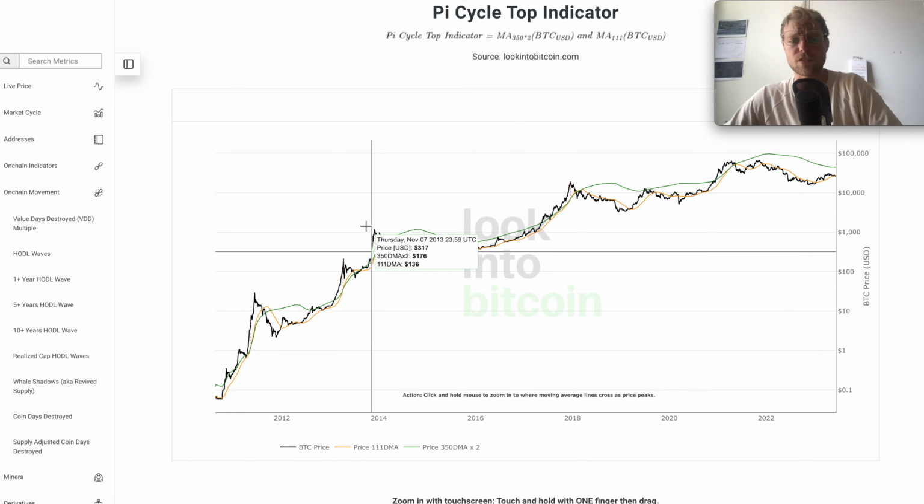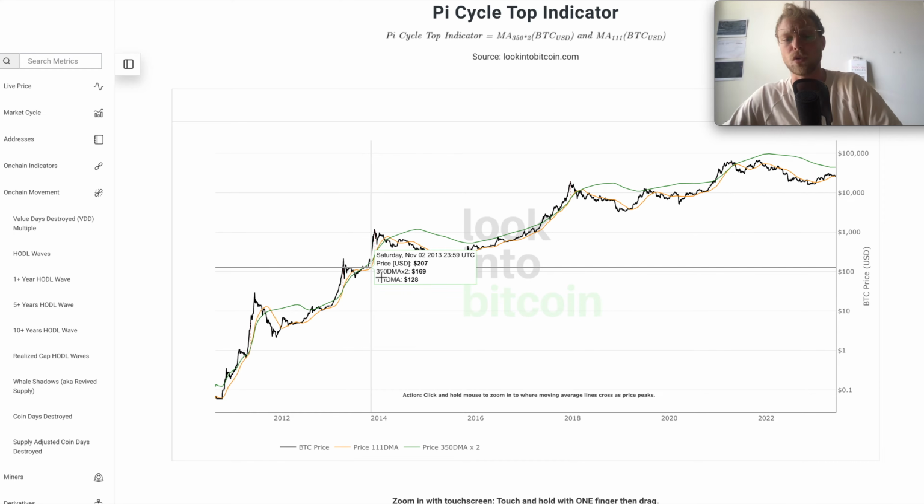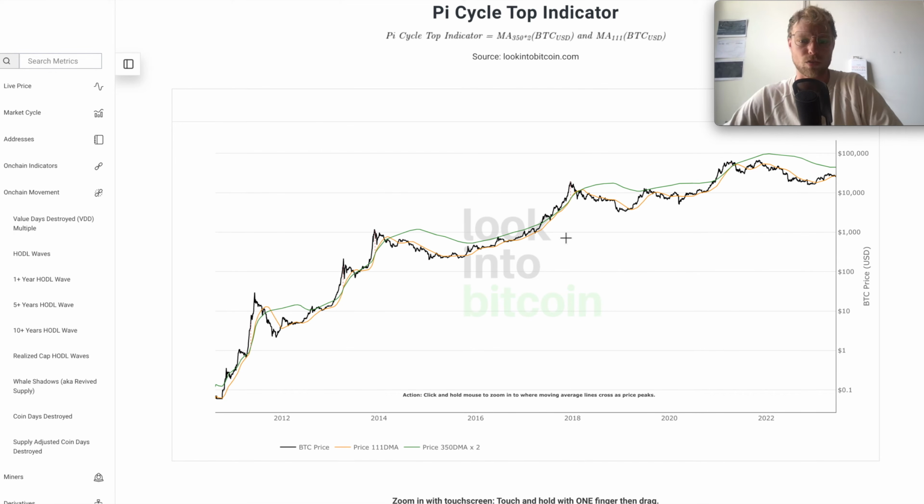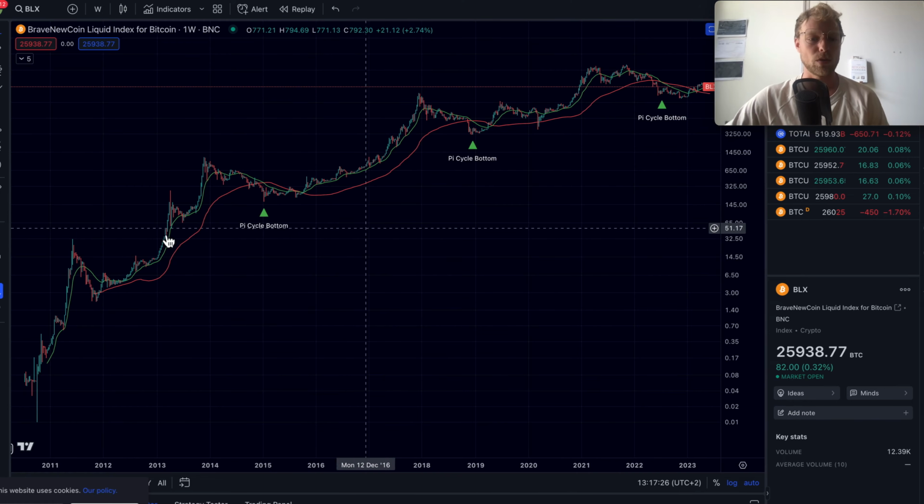But again, guys, I think this represents more the cyclical nature of Bitcoin, but nevertheless, it doesn't take away the fact that this is just crazy accurate. And we also have a pi cycle bottom indicator. That one I've put over on this chart.